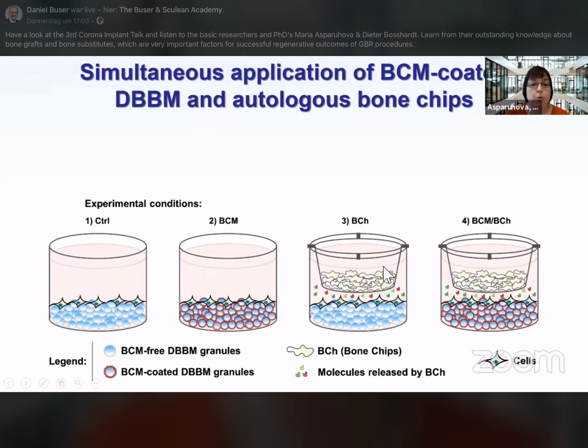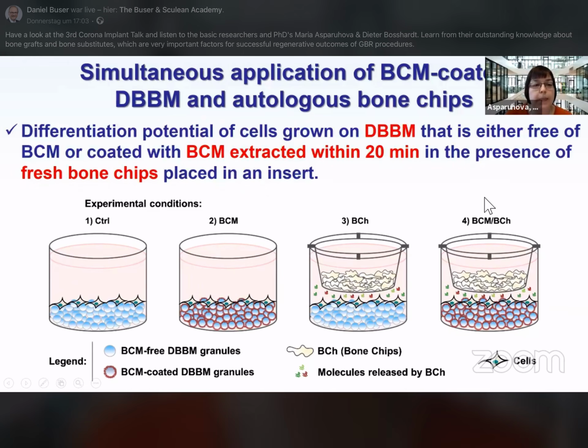To be as close as possible to the clinical situation and to investigate the effects of the simultaneous application of BCM-coated DBBM and autologous bone chips, we compared the differentiation potential of cells grown on DBBM that is either free of BCM, conditions 1 and 3, or coated with BCM extracted within 20 minutes, conditions 2 and 4, in the absence, the first two conditions, or in the presence of fresh bone chips placed in an insert.